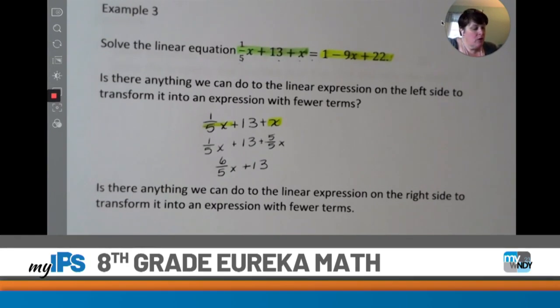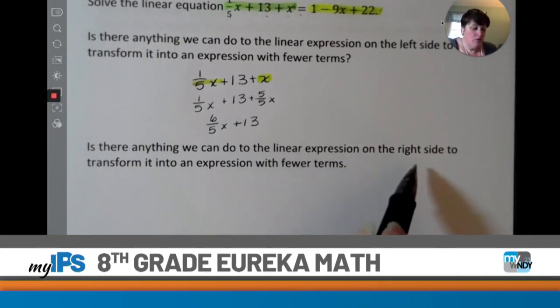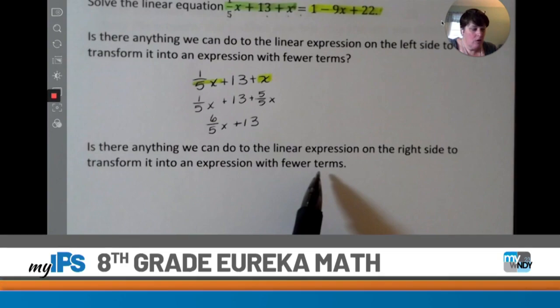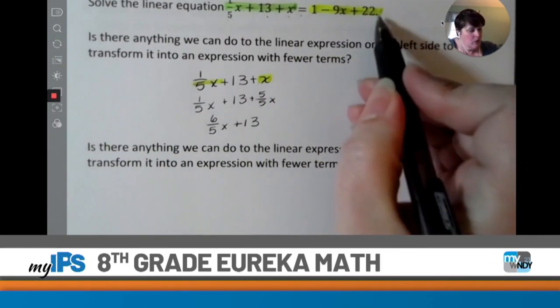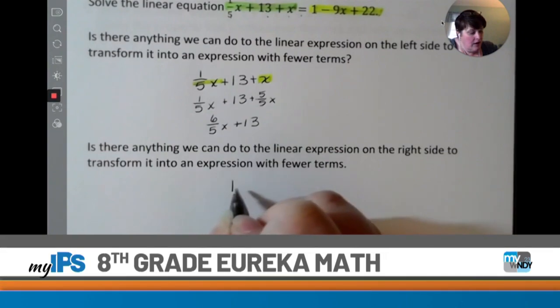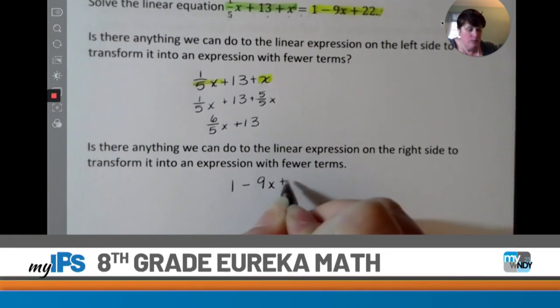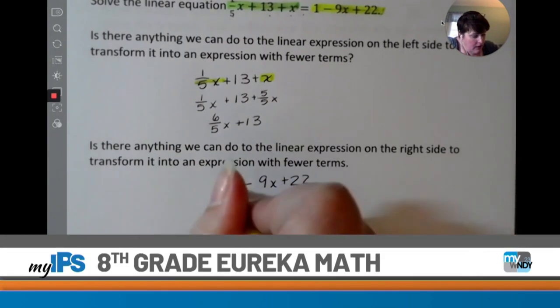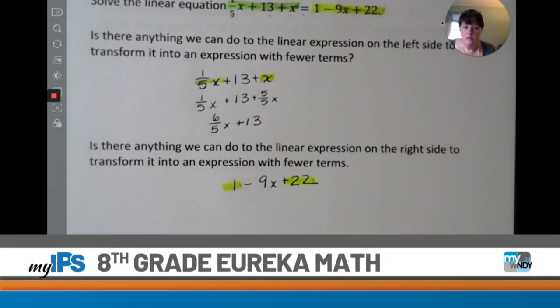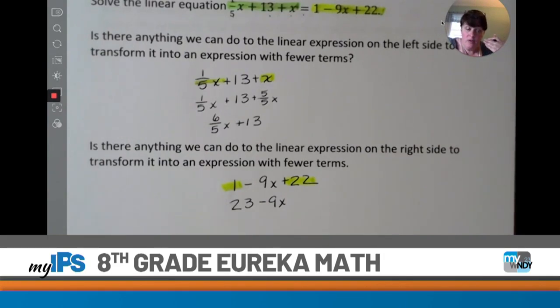Is there anything we can do with the linear expression on the right side to transform it into an expression with fewer terms? Let's look at our right side. It starts with 1, and it goes all the way over to 22: 1 minus 9x plus 22. Well, I have a 1 and a 22. 1 plus 22 is 23 minus 9x. Again, we've transformed it into 2 pieces instead of 3.